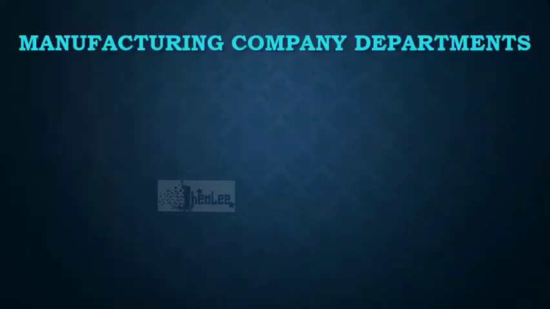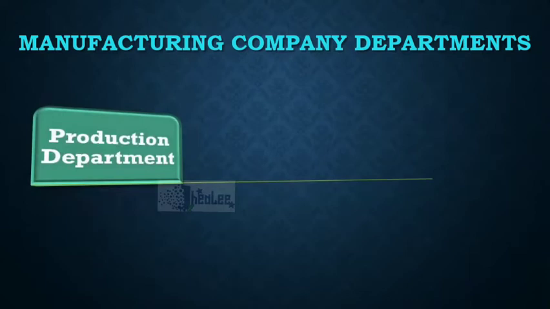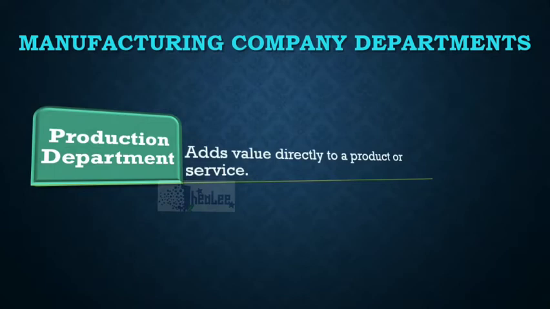Within a manufacturing company, there are different departments, right? These departments are categorized into two broad departments, and these are the production departments. The production department basically adds value directly to a product or service. I'm talking about departments such as machining, finishing, and assembly. Those are examples of production departments.